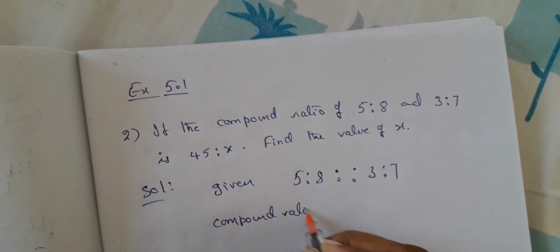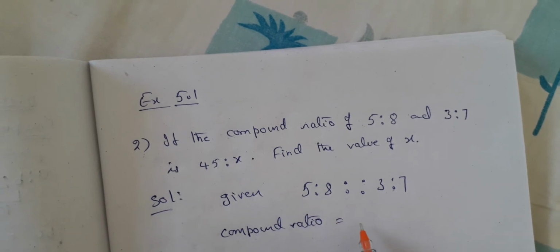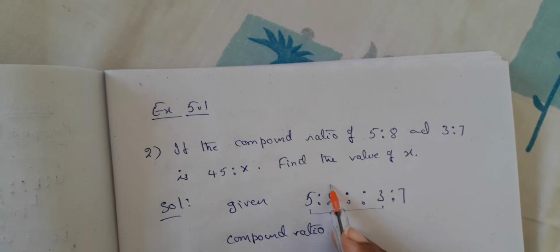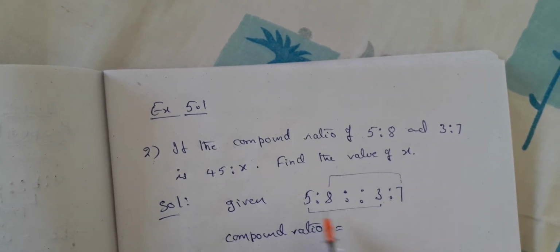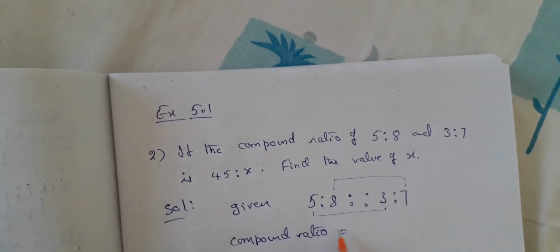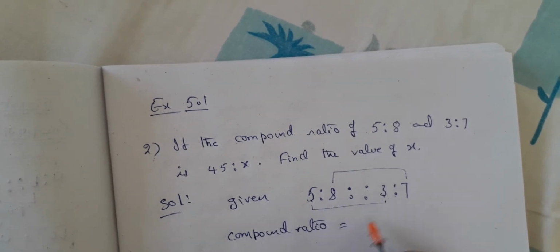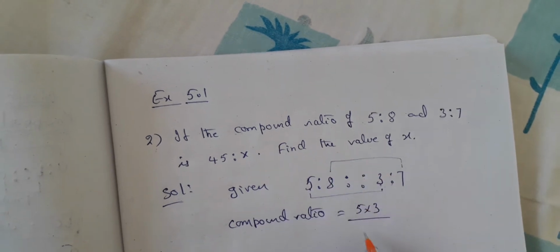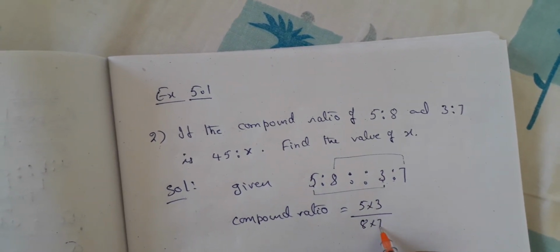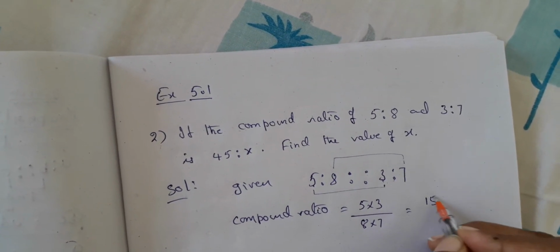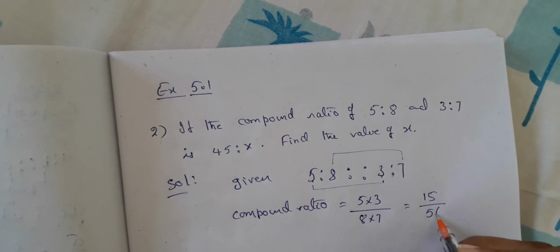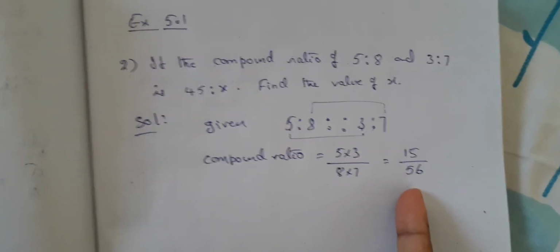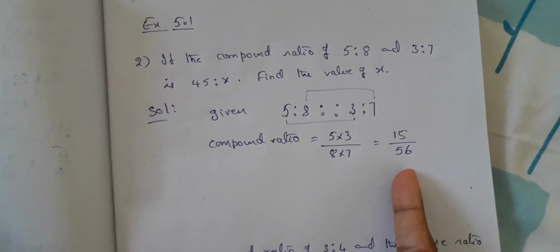Compound ratio is equal to, what is the compound ratio? Here you have the product of whatever are there in the numerator place, we'll put it in the numerator place. That is 5 into 3. I am writing all the steps. Divided by the product of the denominator values, 8 into 7. So that is 15 divided by 56. So we have the compound ratio equal to 15 by 56. Very direct, isn't it?